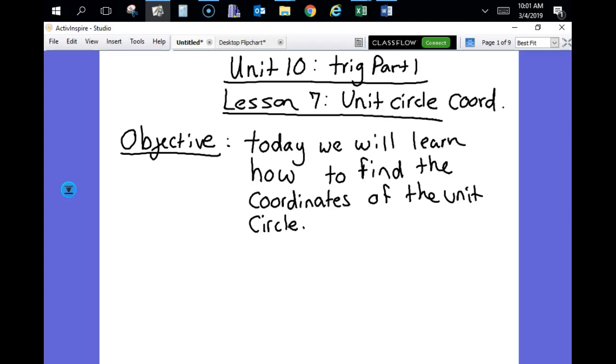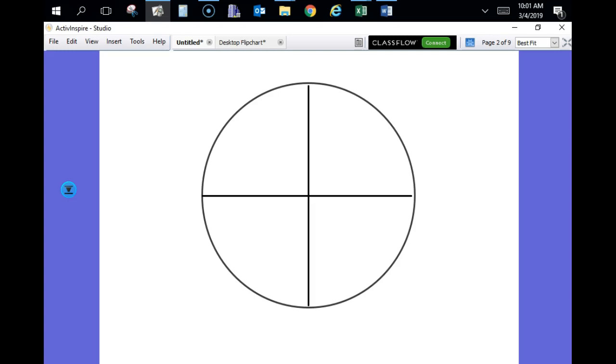Let's begin here. Today we are going to learn how to find another part of our unit circle. We're going to find the coordinates. That's the goal. You don't need to draw this, but you do need to have your unit circles out, so go ahead and get them out if you haven't done so already.